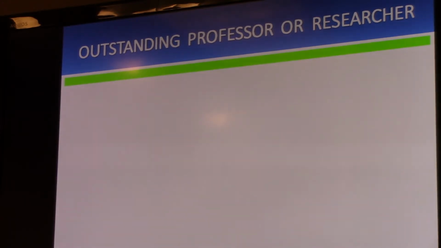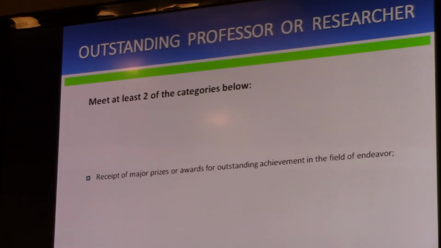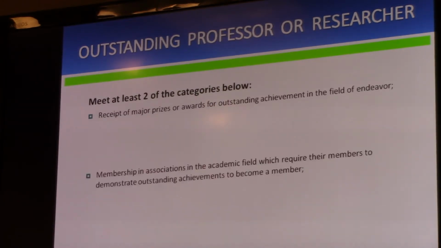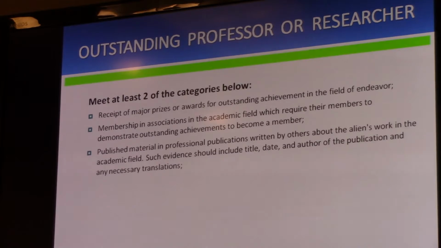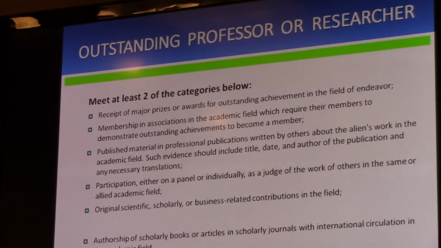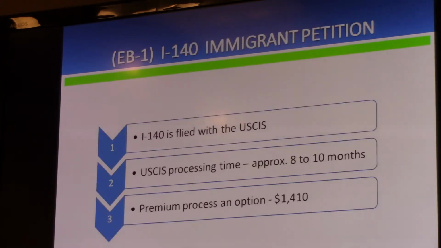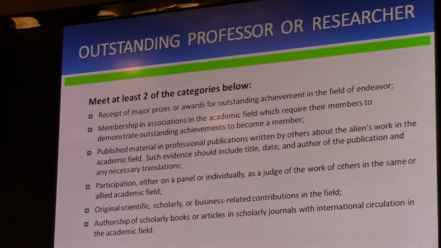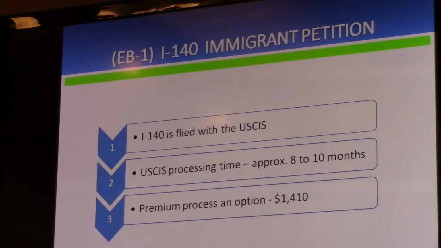So you must meet at least 2 of the categories. Again, you're going to see this list come up. And again, it looks a lot like EB1. It looks, smells, feels a lot like it, but it's not necessarily it. We're looking at the employer, and you'll see there whether you have received major prizes, your membership in organizations, published material. But academically. This all needs to be geared towards your research.